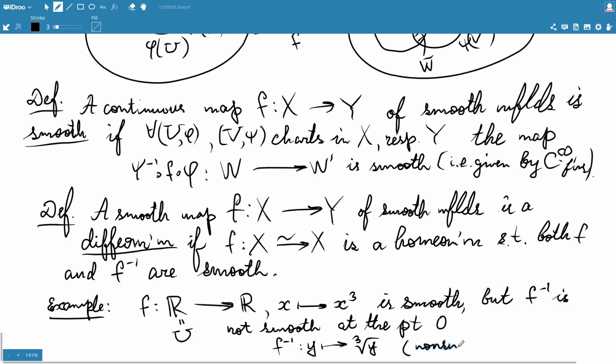Non-smooth at 0. At any other point, it is smooth, of course. So totally, anyway, this map is not a diffeomorphism. So F is not a diffeomorphism.